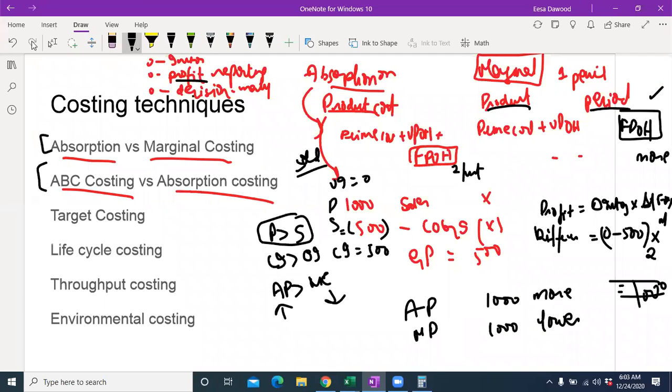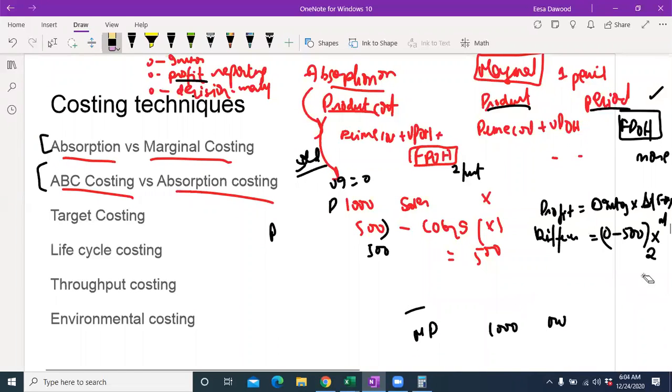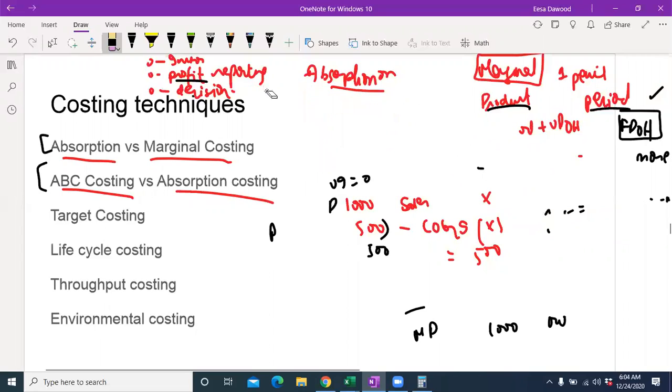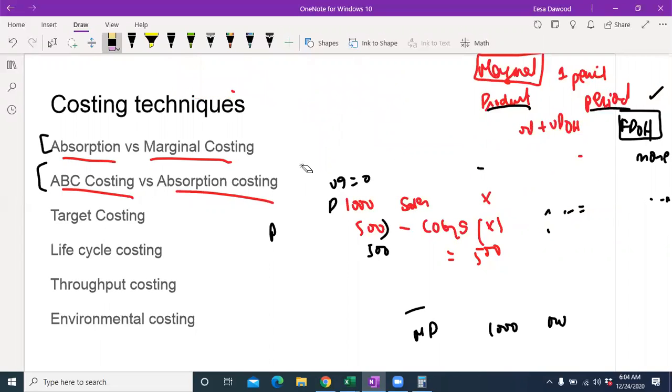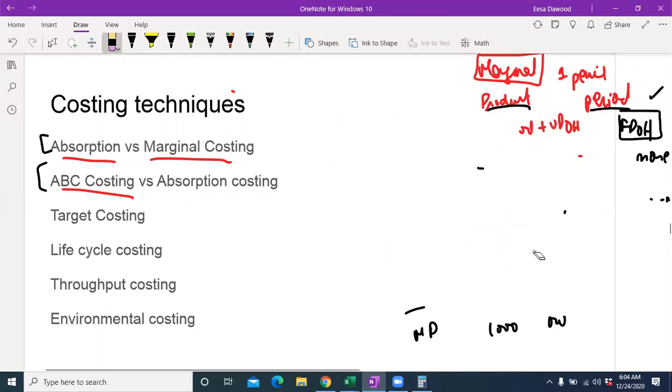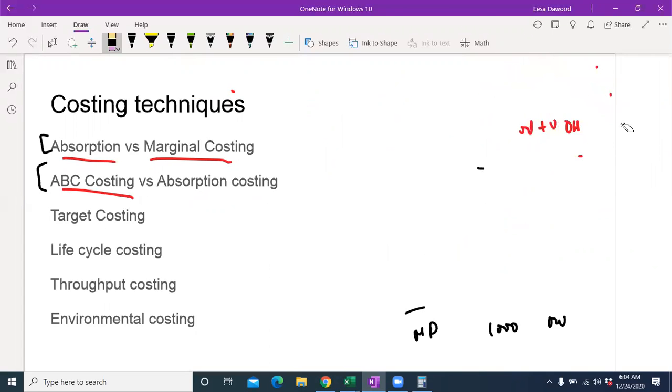Okay. So again, next you're going to study in this cost accounting technique ABC costing. So what is ABC costing as opposed to absorption costing? Absorption costing absorbs fixed overhead costs as per the predetermined overhead absorption rate, right? As per the predetermined overhead absorption rate, and only production related cost is absorbed.